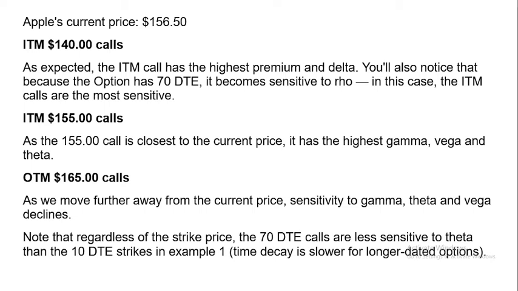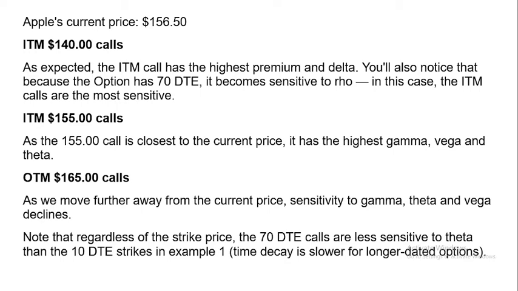In the money, $140.00 calls. As expected, the in the money call has the highest premium and delta. You also notice that because the option has 70 DTE, it becomes sensitive to rho. In this case, the in the money calls are the most sensitive.